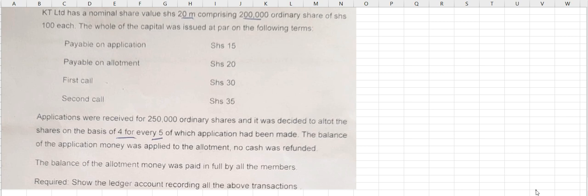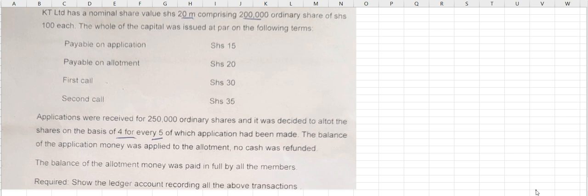Applications were received for 250,000 ordinary shares, and it was decided to allot the shares on the basis of 4 for every 5 of which application had been made. The balance of the application money was applied to the allotment. No cash refunded. The balance of the allotment money is paid in full by all the members required. Show the ledger account recording all the above transactions.